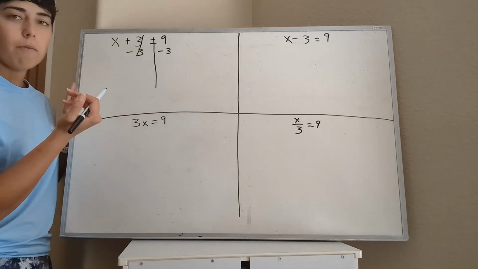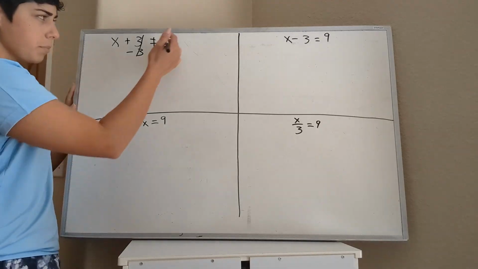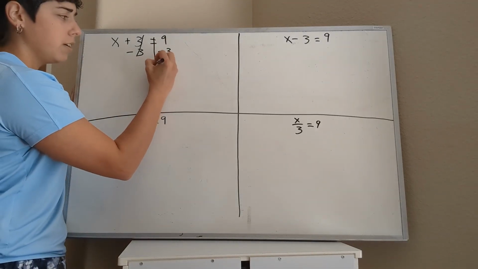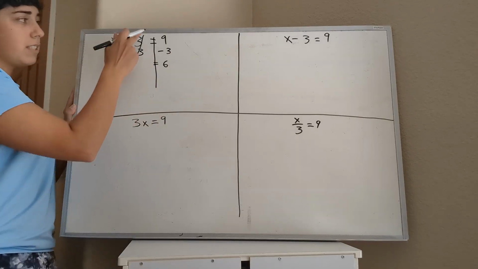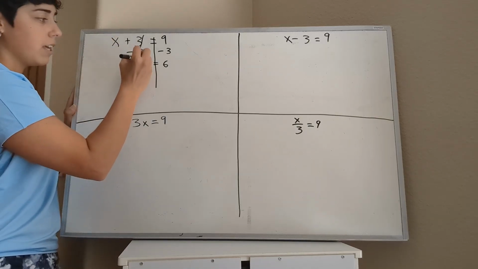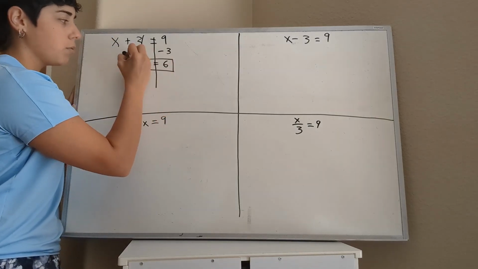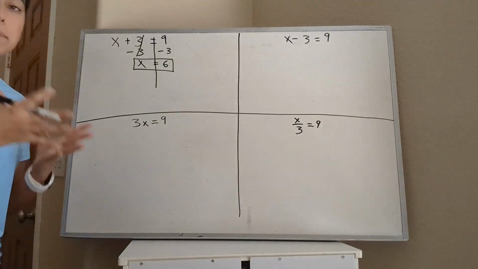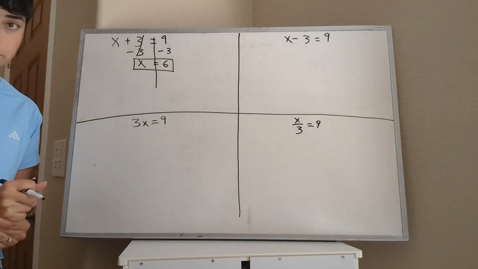So this is when we have to do a little bit of calculating. Well, 9 minus 3 is 6. Since this is gone, all I can do is bring down x. And so I'm left with x is equal to 6. And that would be me solving a one-step equation.